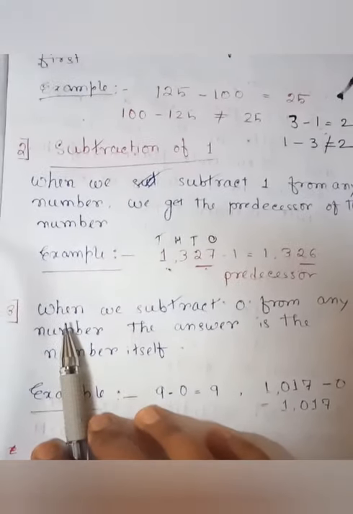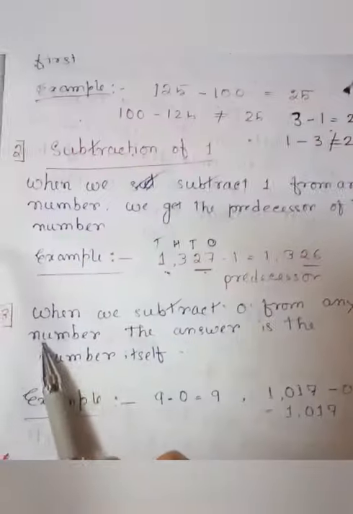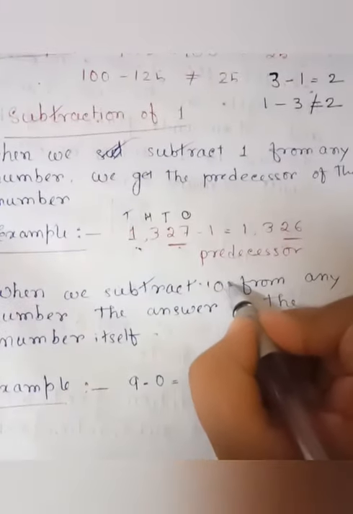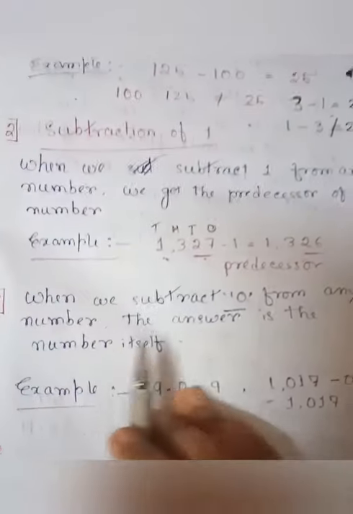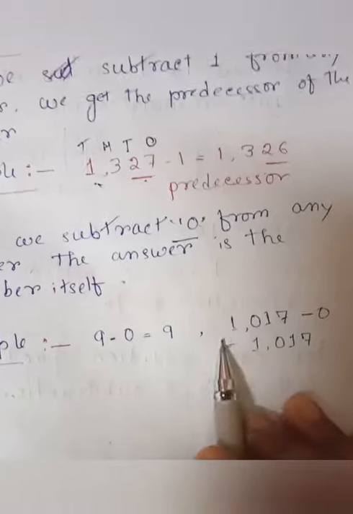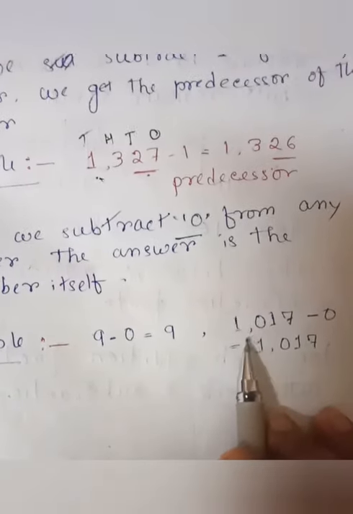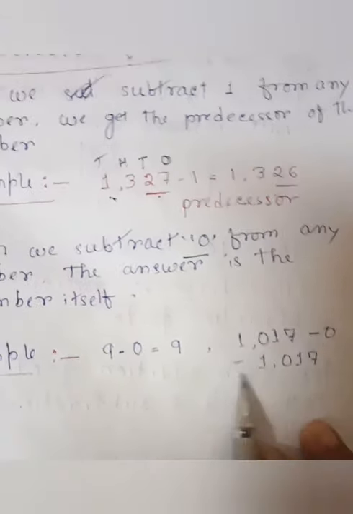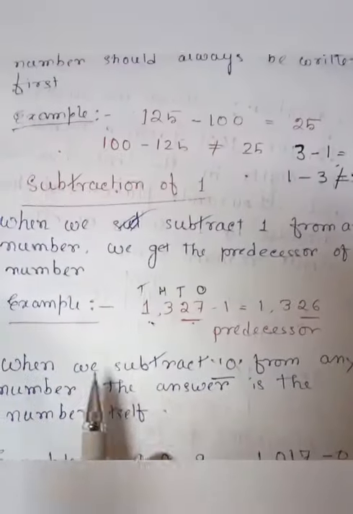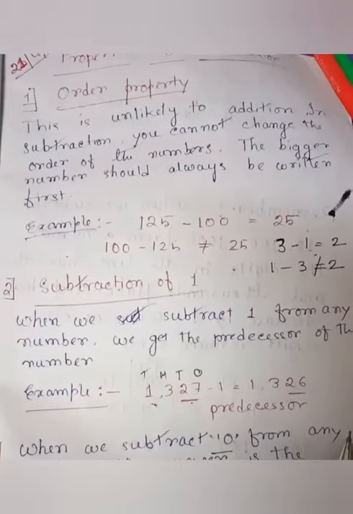Okay, the third property: when we subtract 0 from any number, the answer is the number itself. Suppose 9 minus 0 is equal to 9, or any bigger number, here I have taken 1017 minus 0, it will be 1017 only. So if you subtract 0 from any number, the result will be the number itself.